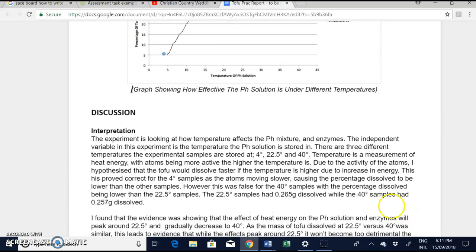Okay. Then also the last thing in results it says to do is to describe the relationships shown by your data. So just state the relationships that your data represents. You don't need to explain it, just say it.